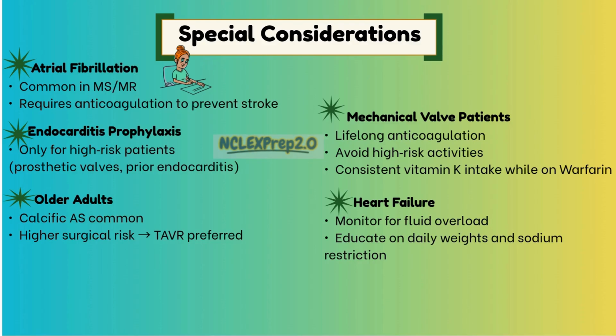Calcified aortic valve is common among older adults as calcium deposits on the aortic valve over the years. This is a very common question. I've seen it so many times, like: aortic stenosis is common among which population? It's the older adults, because over the years, calcium gets deposited over there and then risk for having aortic stenosis. Because older adults have higher surgical risk, trans-aortic valve replacement is preferred as opposed to open heart surgery.